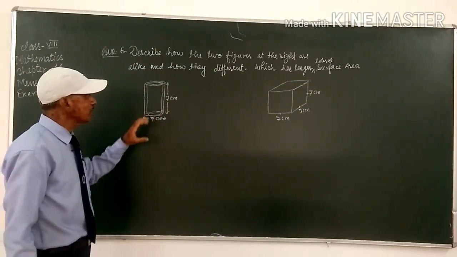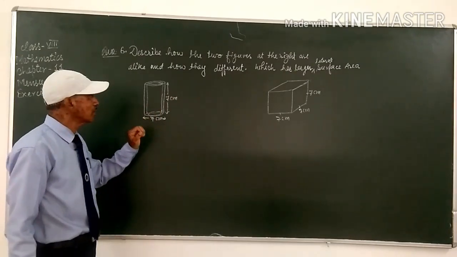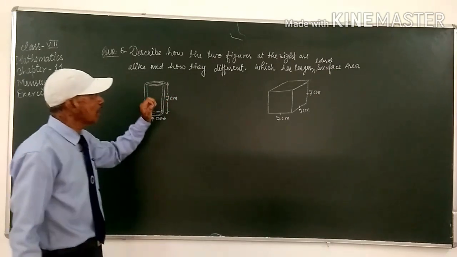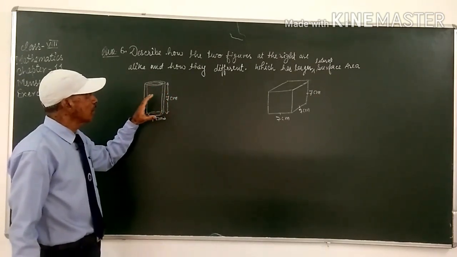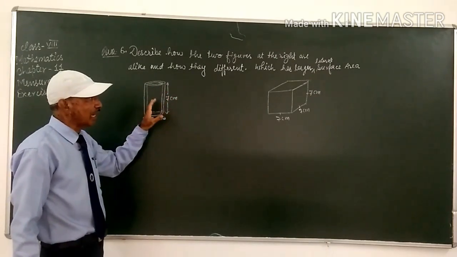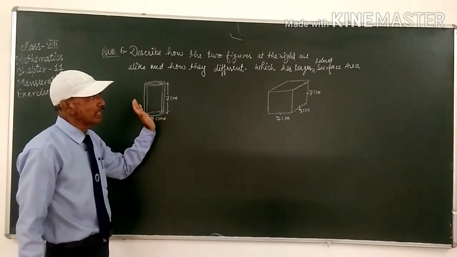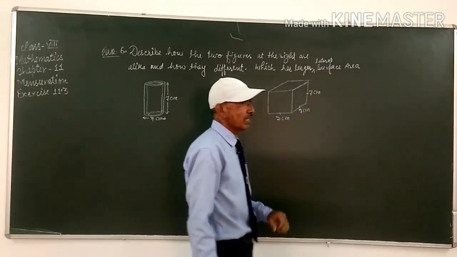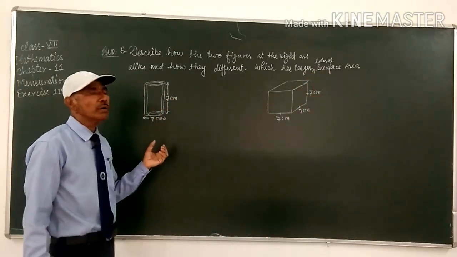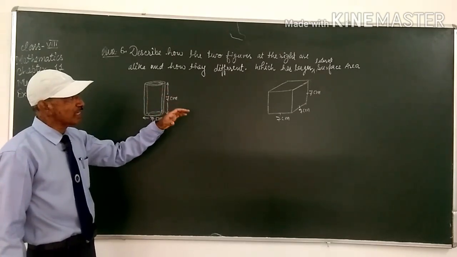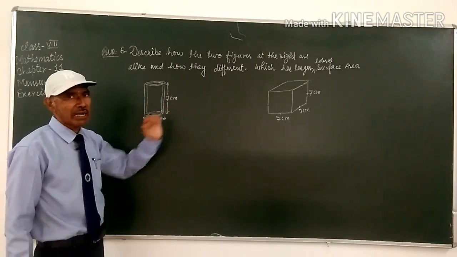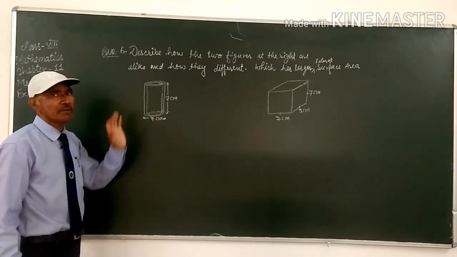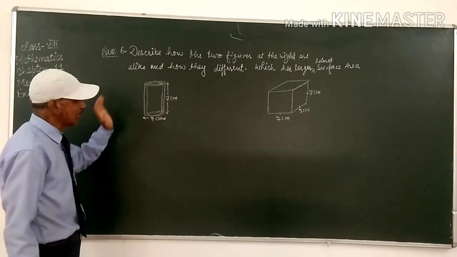Students, in this question there are two figures. First figure this one, and this one second figure. Now we have to find how these figures are alike and how they are different to each other, and which has larger lateral surface area. After that we have to find out whose lateral surface area is greater or larger. So first figure, this one is a cylindrical figure, in the shape of a cylinder.